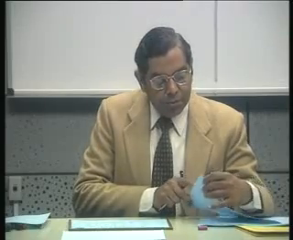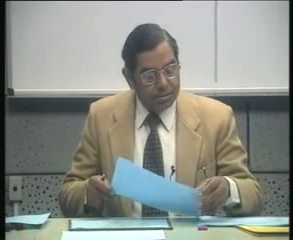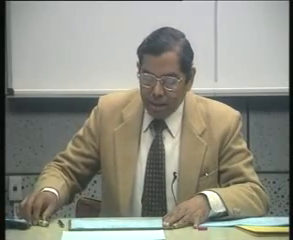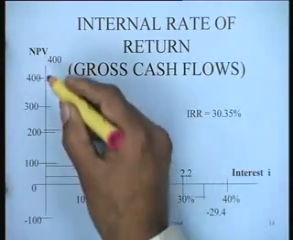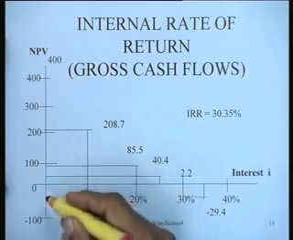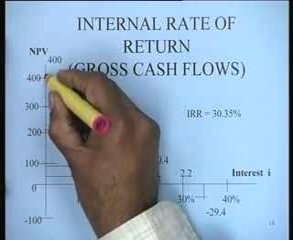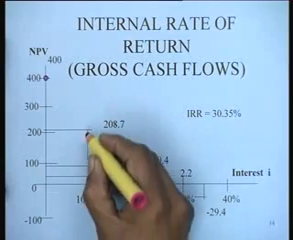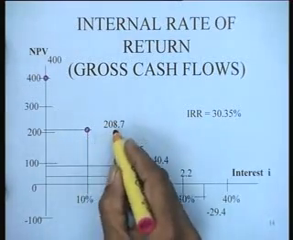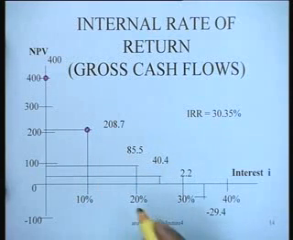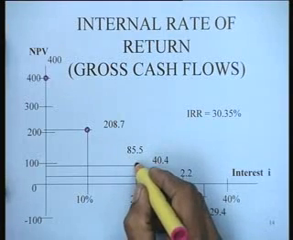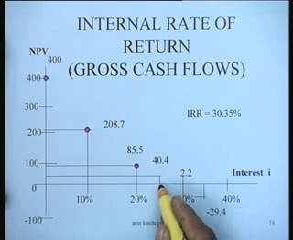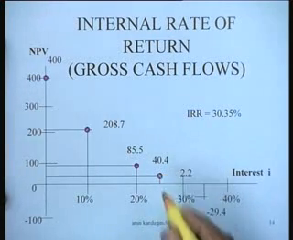So if we were to now compute the internal rate of return, we can summarize these results as something like this. We plot the net present value versus the interest rate. We in fact started off with a value of 400. This was the value that we first started with. And then for an interest rate of 10%, we got this particular value, which had an NPV of 208.7. For an interest rate of 20%, we got this particular value, which had an NPV of 85.5. For an interest rate of 25%, we had got this particular value.